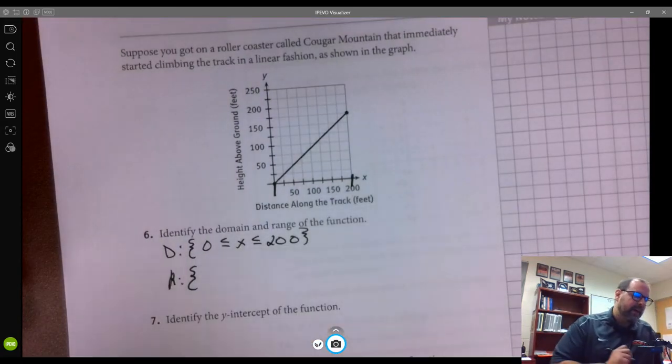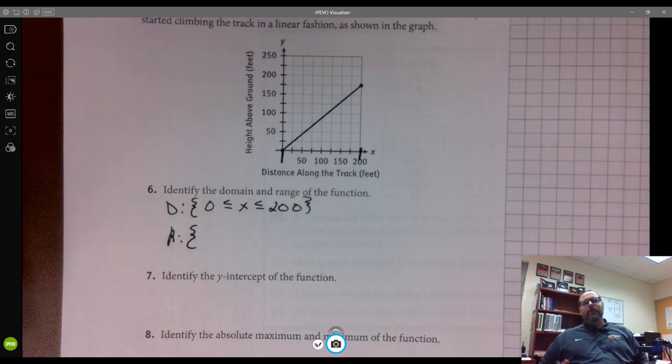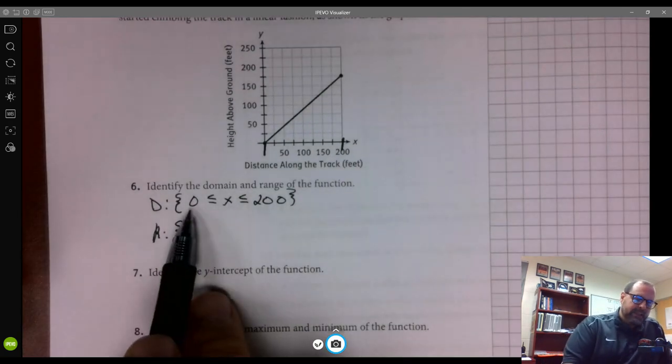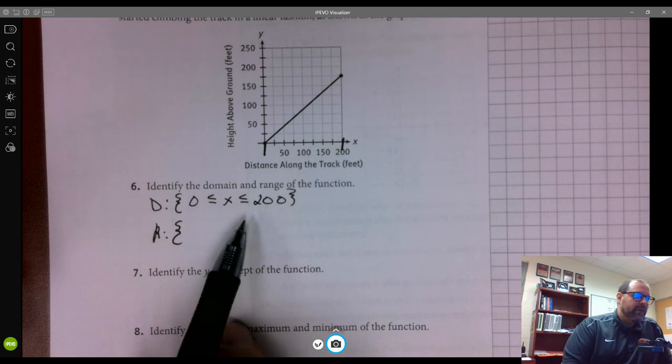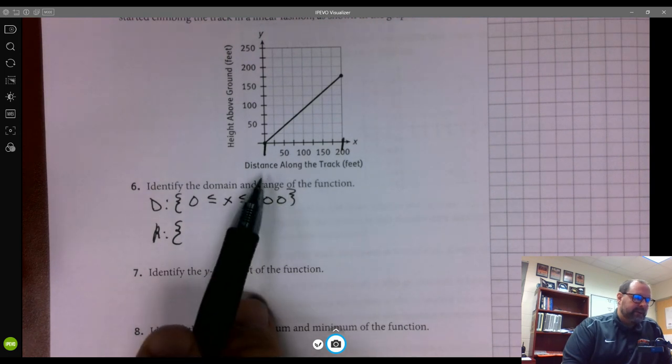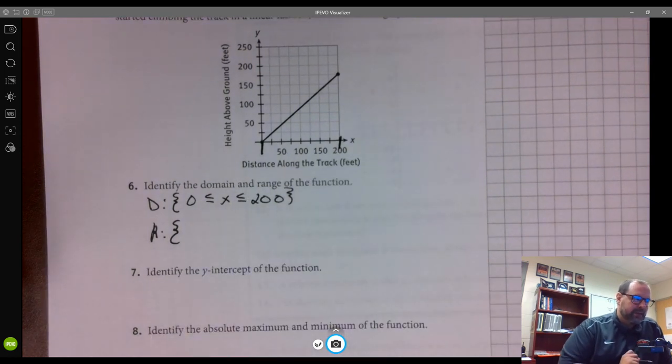Well, how do we write that? Oh, look at that. Inequalities. See, all of this comes back and connects with it to say, okay, the domain is between 0 and 200, including, because I have the or equal to, you could have 0 feet on the track or exactly 200.